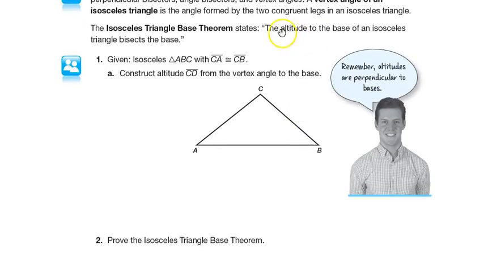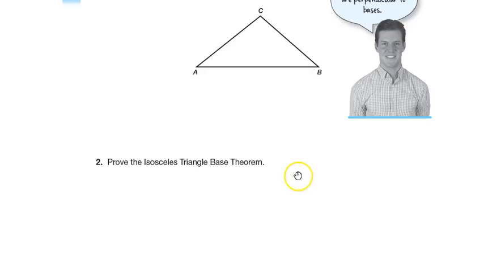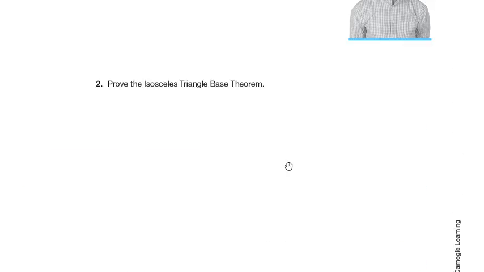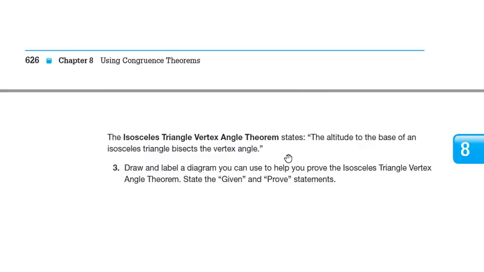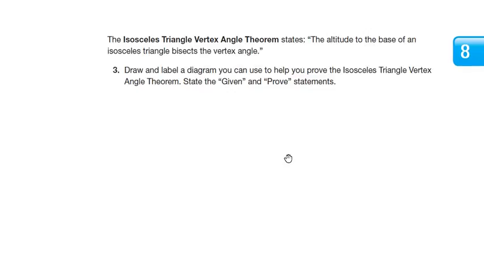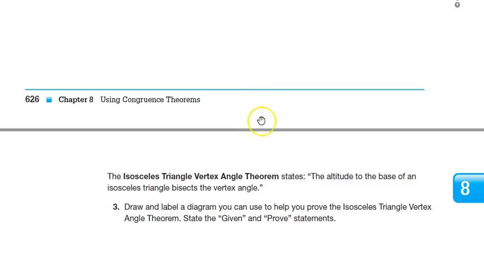I'm sorry, we need to prove that the altitude to the base of an isosceles triangle bisects the base. So now you have congruent parts from A to D and D to B that are congruent because they are corresponding or matching parts of congruent triangles. So you would say CPCTC. That's the reason there. Okay, so now the altitude to the base of an isosceles triangle bisects the vertex angle.